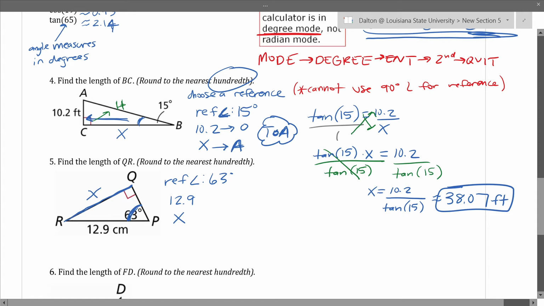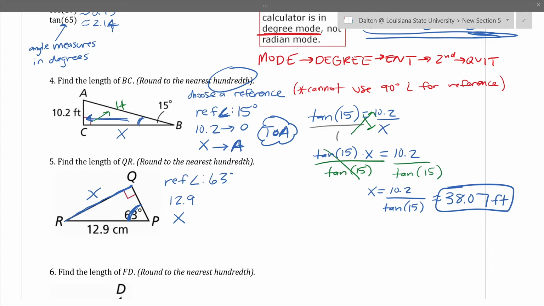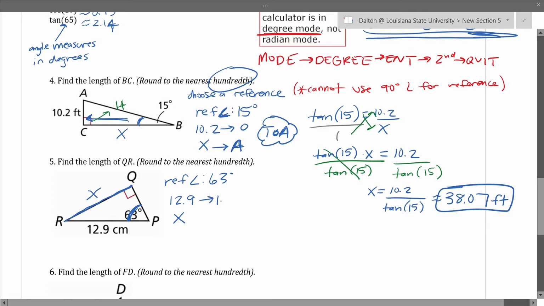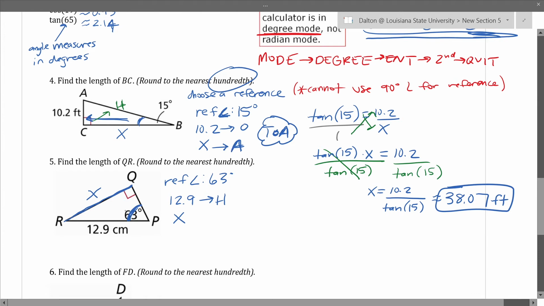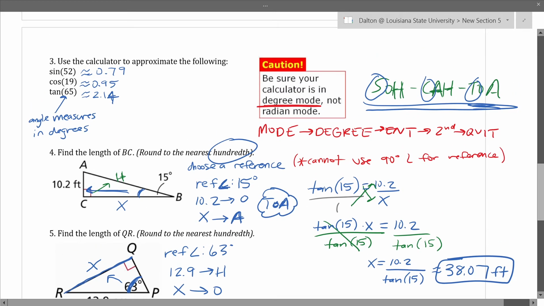Using words like hypotenuse, adjacent, and opposite. Well, hopefully you said that 12.9 is the hypotenuse of that triangle. Don't get tricked by putting adjacent. 12.9 is the hypotenuse. X is completely across the triangle, which means it is opposite. So you have H and O. If you look at your SOHCAHTOA mnemonic device, you look for which one, sine, cosine, or tangent, has H and O. Well, it's this one here.